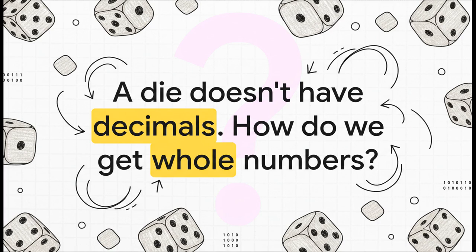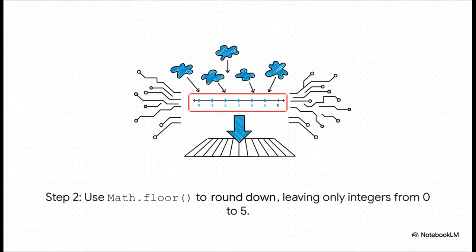Dice don't land on 3.1415. They land on whole numbers, integers. So how do we get rid of all these pesky decimals? For that, we've got another handy tool called Math.floor. And it does exactly what it sounds like. It takes any number and just rounds it down to the whole number right below it. It finds the floor. And just like that, all the decimals are gone.